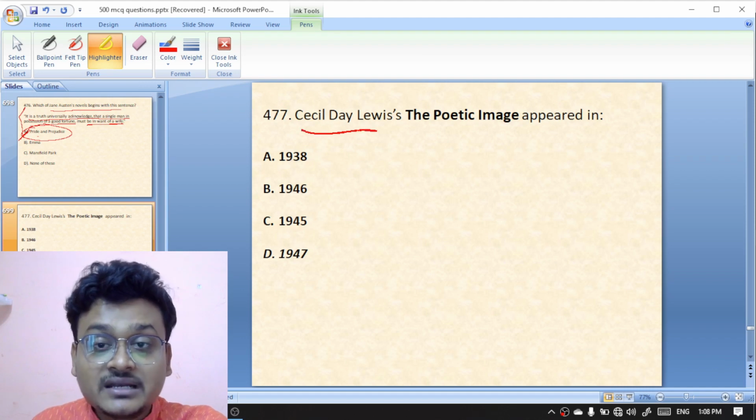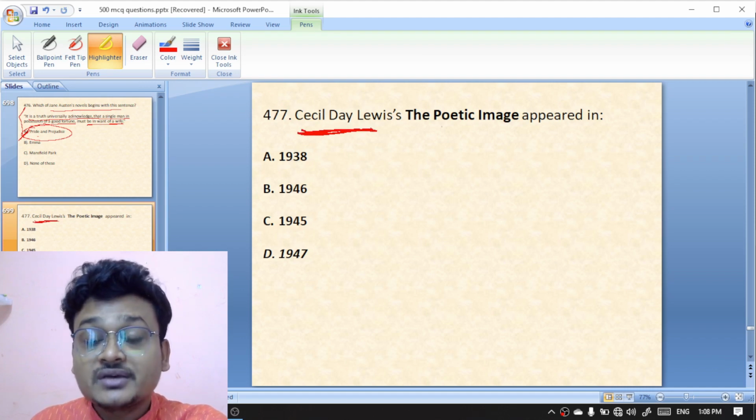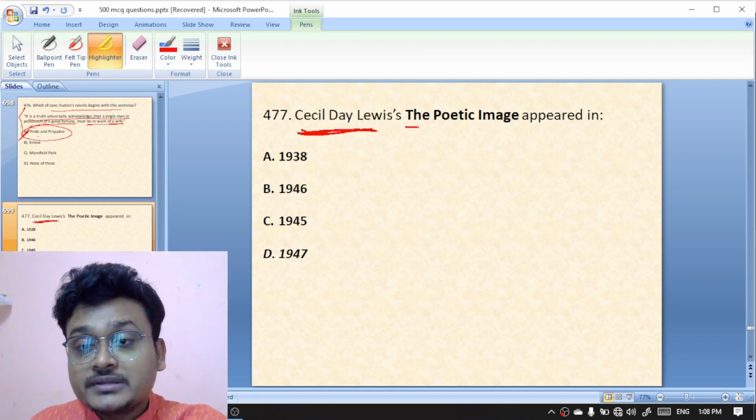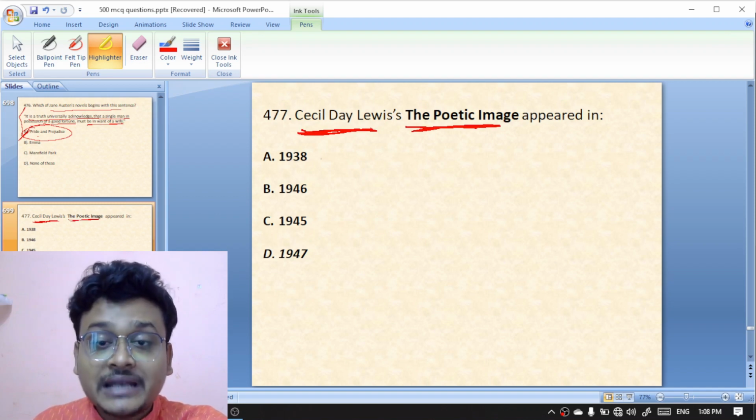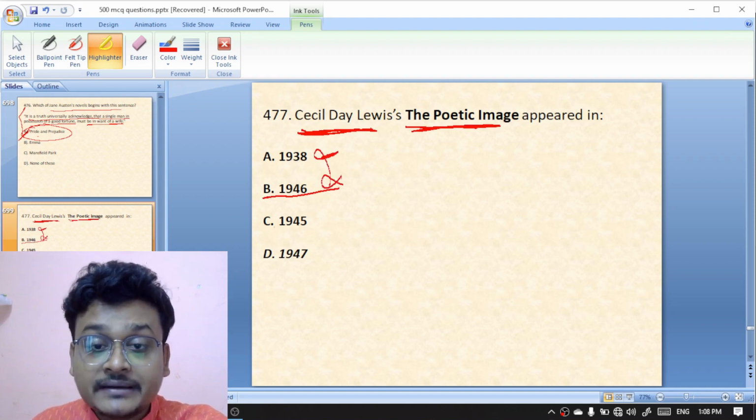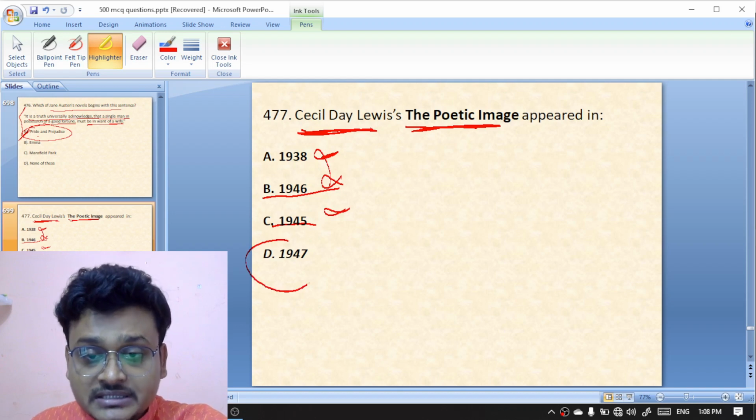Next question. Cecil Day-Lewis, one of the Macspaunday group. Here the poetic image appeared in the year 1938, 1946, 1945. That is, in 1947.